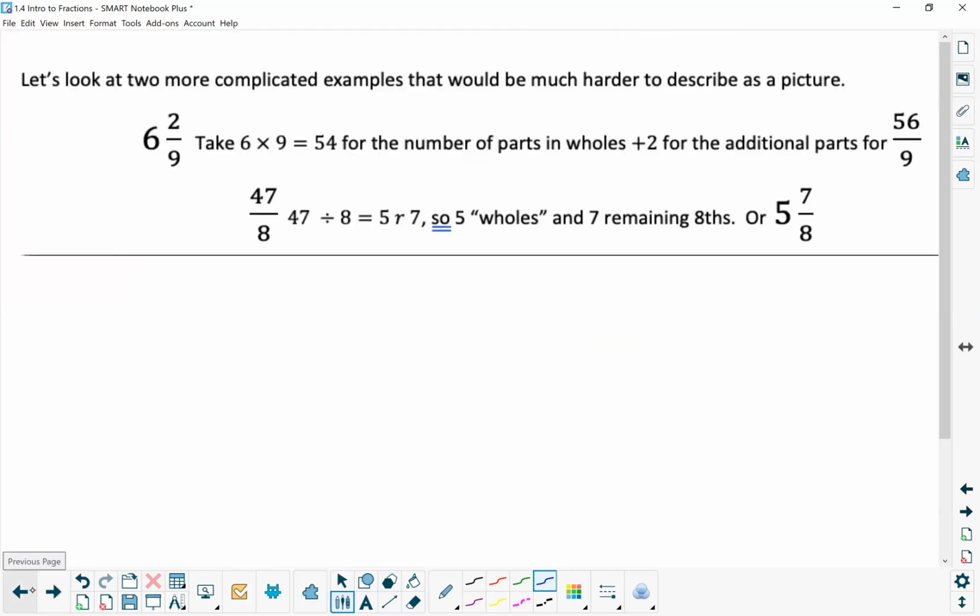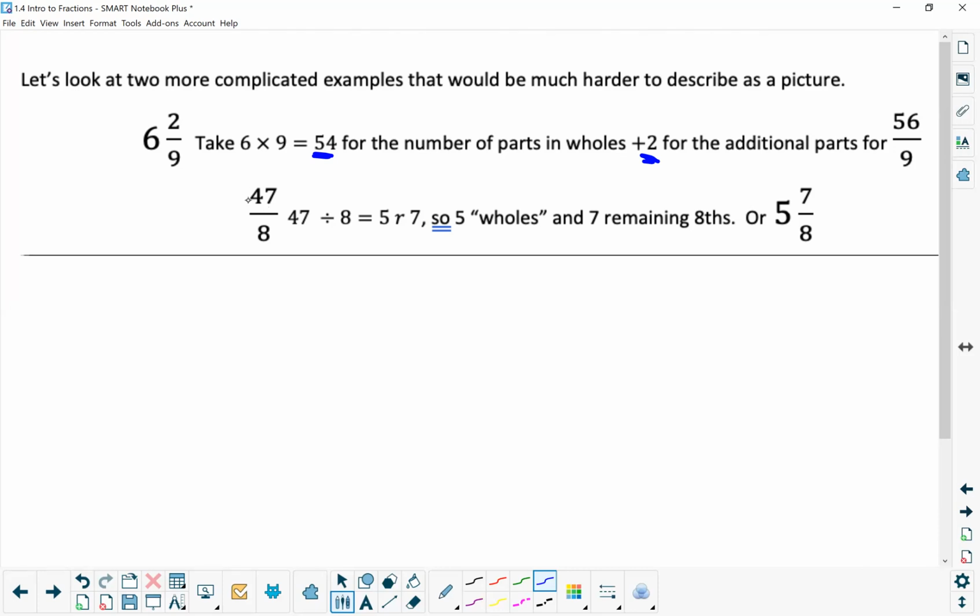Let's take a look at 2 more complicated examples that would be much harder to describe as a picture. So 6 2/9. We could draw 7 circles and divide all 7 of them into 9 pieces, shade in the first 6 and 2 pieces of the 7th one. That would take a lot of work. If we use the math like we looked at, we would take 6 times 9 for 54. And then we add the numerator 2. So 54 plus 2 is 56. We get 56 over 9.